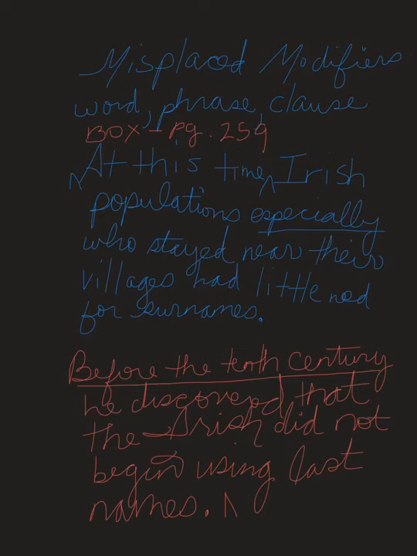All right, another example here. "Before the 10th century, he discovered that the Irish did not begin using last names." Okay. It's not saying that he discovered this before the 10th century. What it's saying is he discovered that the Irish did not begin using last names before the 10th century. Okay, and if you had this sentence in context, it would help a little bit more to know exactly what it is and what it is not saying. Next slide, please.